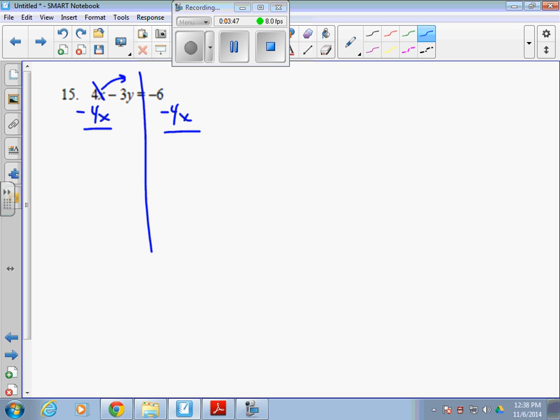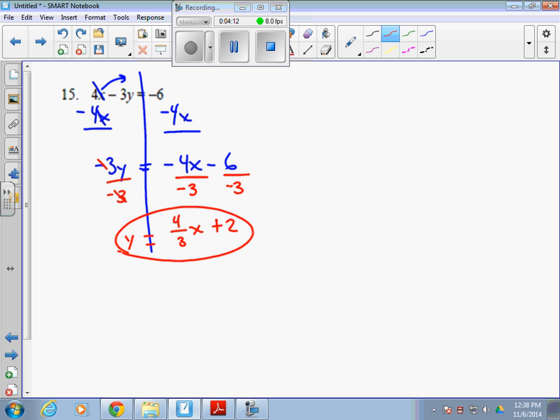When you do that, you're left with negative 3y equals negative 4x minus 6. Undo negative 3 times something by dividing by negative 3. It's going to cancel here and leave you with just y. Divide it here. A negative divided by a negative is a positive 4 over 3x. And divided by negative 3 here, again, a negative divided by a negative is a positive 2. So that's it solved for y.